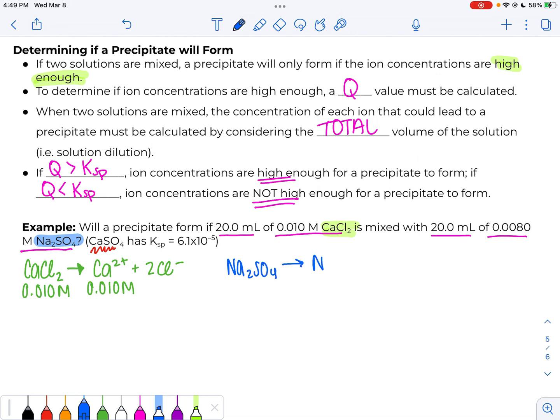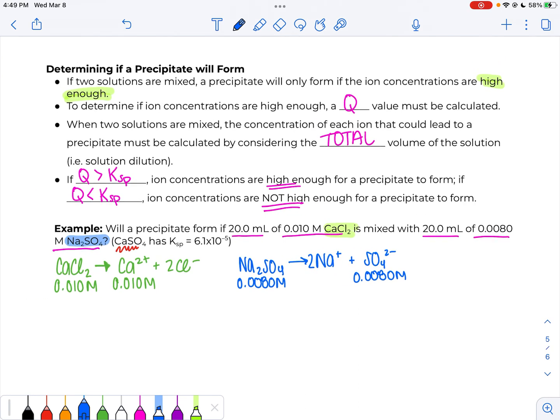Next ion we're taking a look at, sodium sulfate, Na2SO4. This thing is going to dissolve and break apart into its ions, 2Na+ plus SO4 2-. Again, I don't care about the sodium. It's going to be a spectator ion. It's not responsible for my reaction. So what I know is that I have a 0.0080 molar solution of sodium sulfate. So what's my concentration of the sulfate ion? 0.0080 molar, because we're in a 1-to-1 ratio.